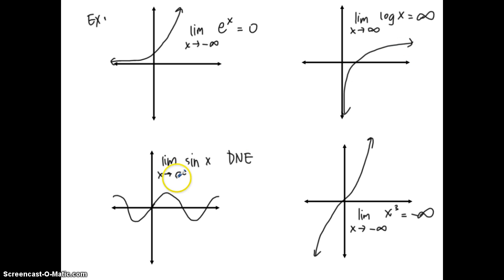The limit of sine of x as x approaches infinity, it maxes out at 1, so that it does not go to positive or negative infinity, it just does not exist. And then here, the limit as x approaches negative infinity of x cubed is negative infinity.